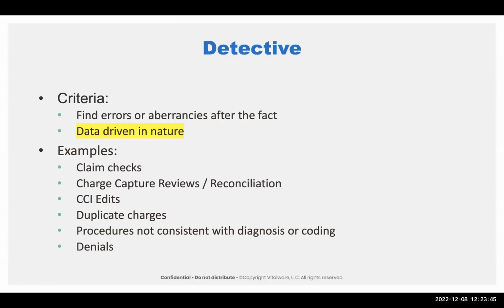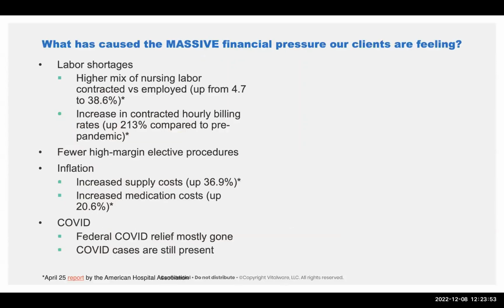But we can start to look at those patterns of denial and then take it up with their payer, your contracting agent, or the insurance committee. So what has caused this massive labor? And we talked about this in a few slides, so I'm not going to go through the percentages, but fewer high margin elective procedures are a big one. And inflation and COVID is a big issue.